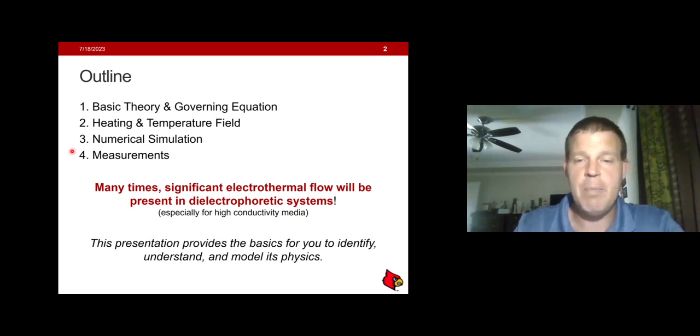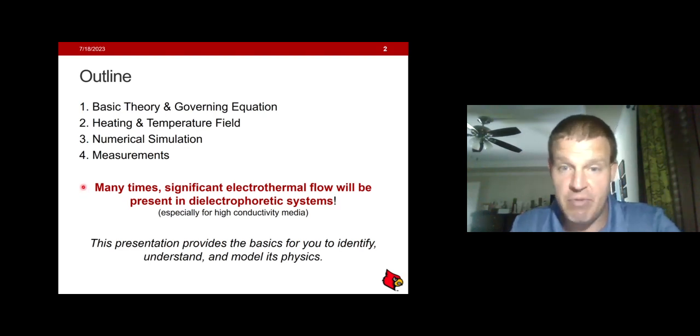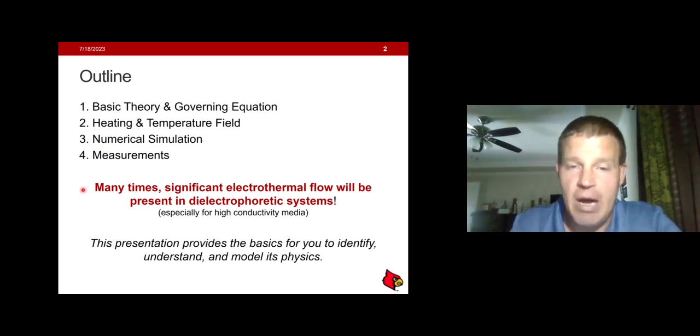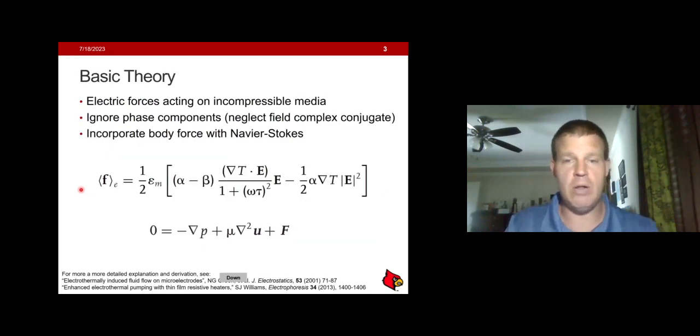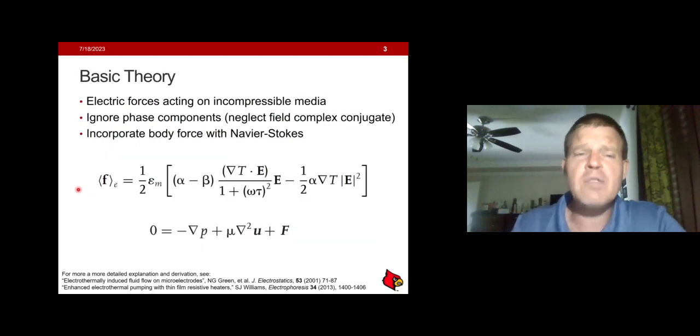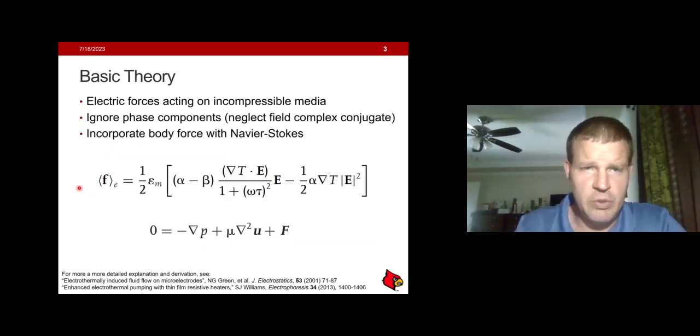But in the end, many times, significant electrothermal flow will be present in dielectrophoretic systems. And this is especially true if you have high fluid conductivity media, so biological growth media, etc. And we'll go over some of those figures and examples in a little bit. So here we're going to provide you the basics to help you identify, understand, and model electrothermal flow. And you have to start with the equation. And that's what we're going to do here.